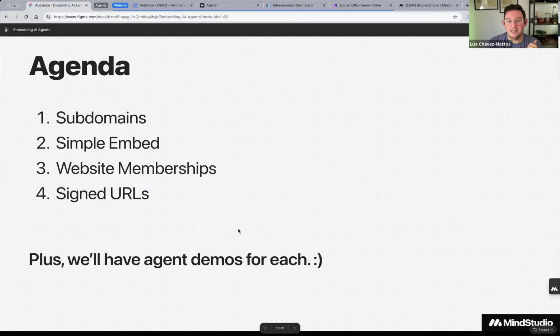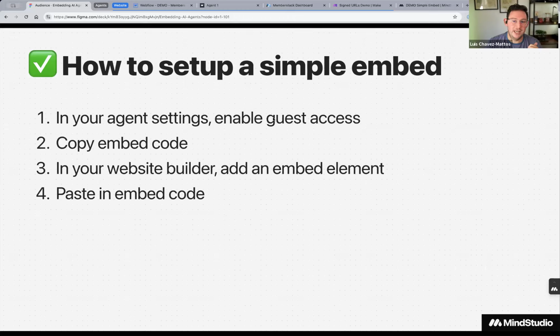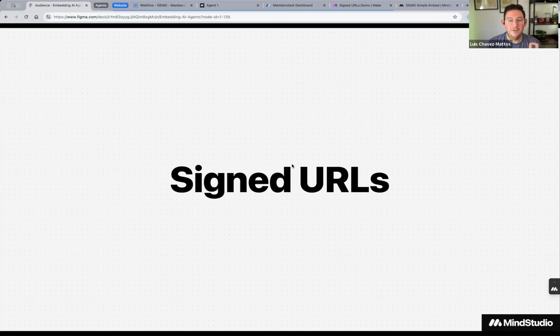That's because as we start to look at signed URLs, really quick, I made a couple slides here. Simple embed: in your agent settings, enable guest access, copy the embed code. In your website builder, add the embed element and paste in the code. For signed URLs, the process is a little different. But you do want to make sure that you have some sort of login set up on your website so that you can get the user ID that is coming from your website. So let's quickly talk about signed URLs in general. I'll explain what they are and how they work, and then I'll show you how it works in practice here.